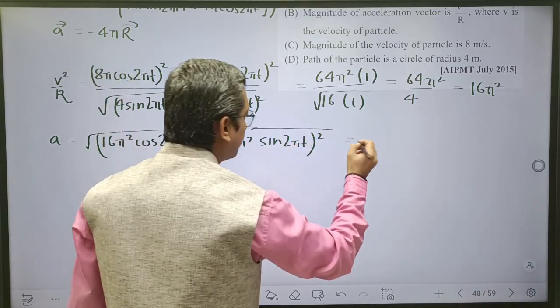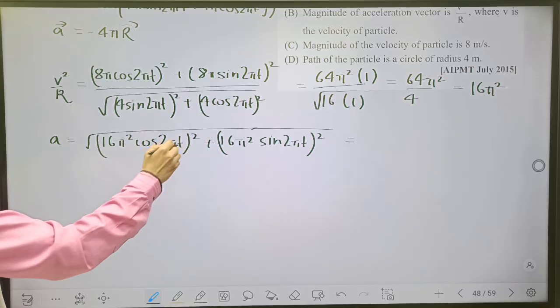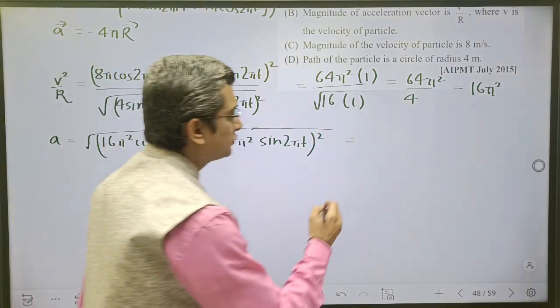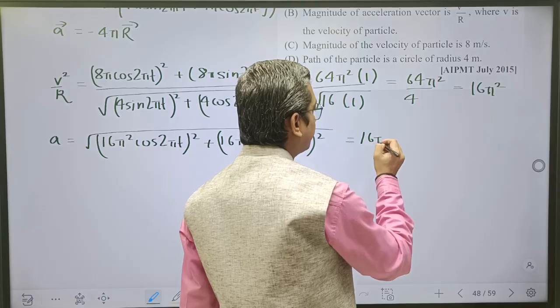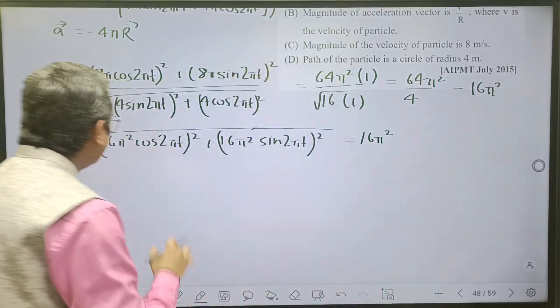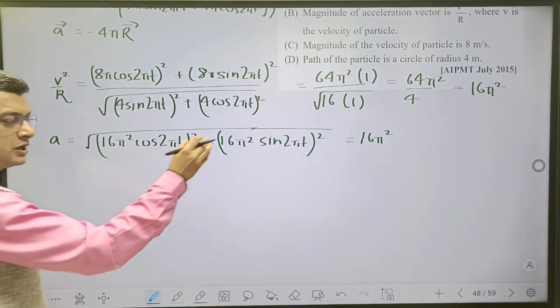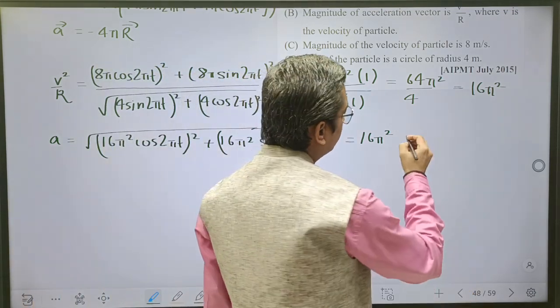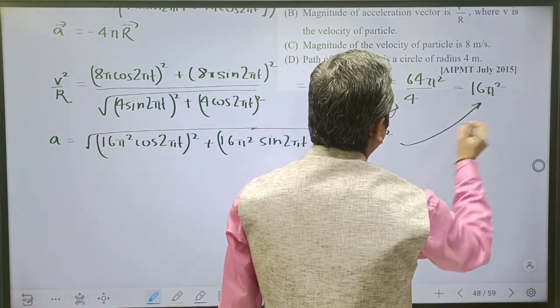So dear students, again, take 16 pi square as common outside, and it is under the square root. Outside the root you will have only 16 pi square, and inside the root we will have cos square 2 pi t plus sin square 2 pi t, that is equal to 1, and root of 1 is 1. So this will be 16 pi square. So both values are equal.